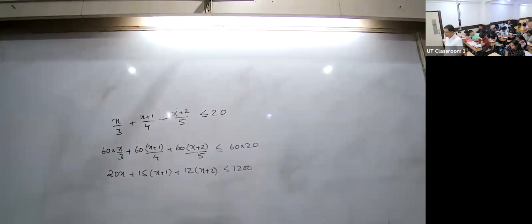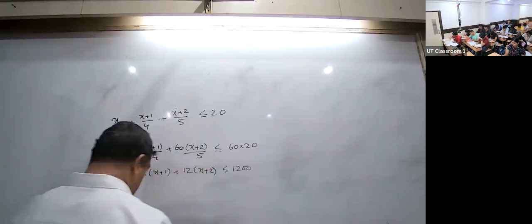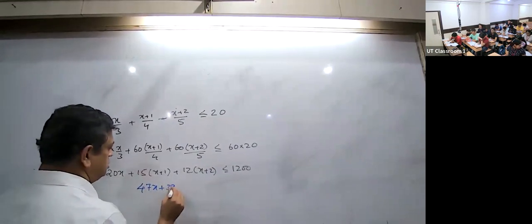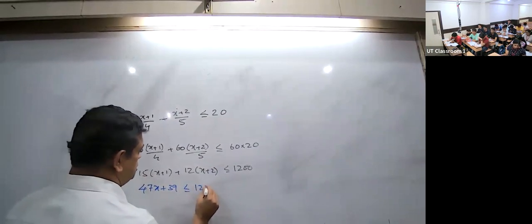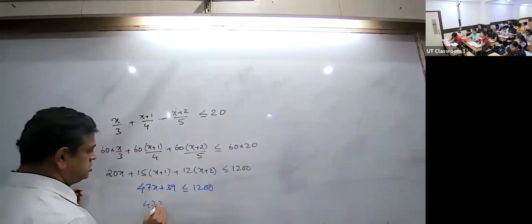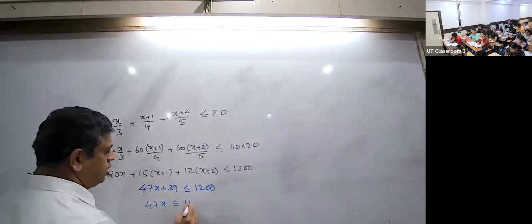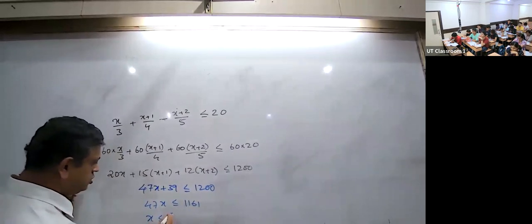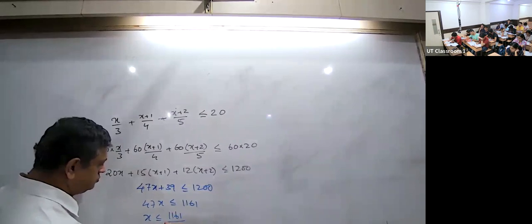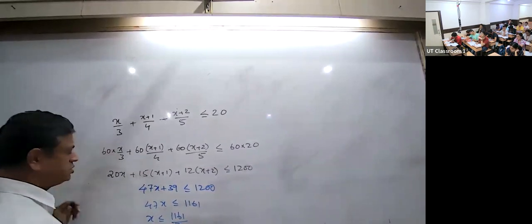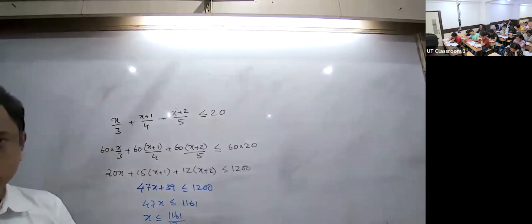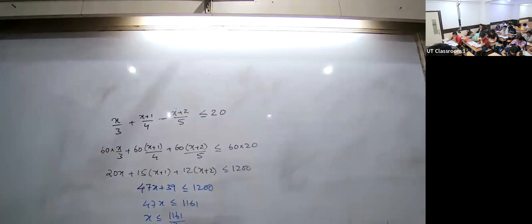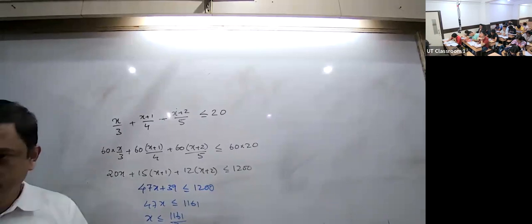47x you are getting? Yes. Plus 39 you are getting? Yes. 47x plus 39 is less than or equal to 1200. 47x is less than or equal to 1161. x is less than or equal to 1161 by 47. Make it a mixed fraction.